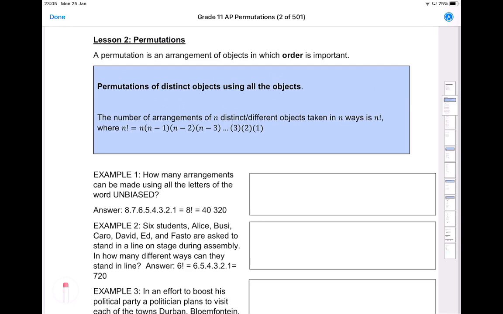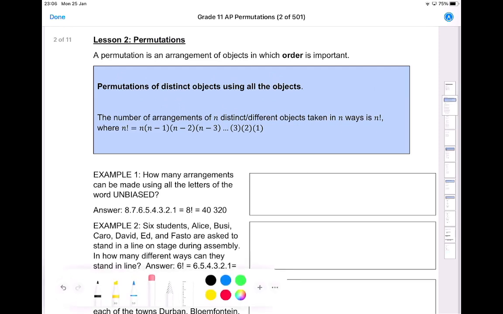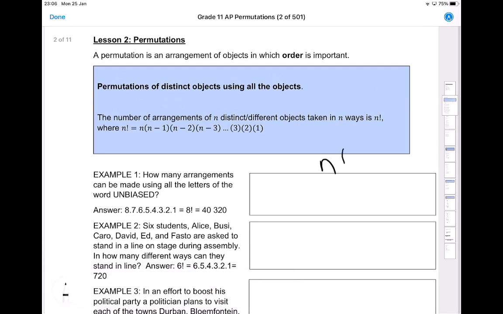It says the number of arrangements of n distinct or different objects taken n at a time is given by that thing there. That symbol there is n factorial. I will explain what n factorial means. I'm talking about this here. That is n factorial, this n with an exclamation mark. It means n factorial. Maybe let's explain that now.